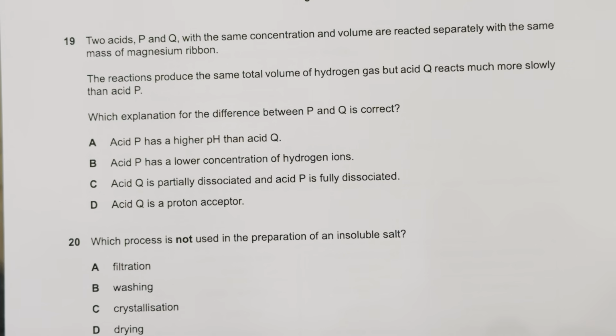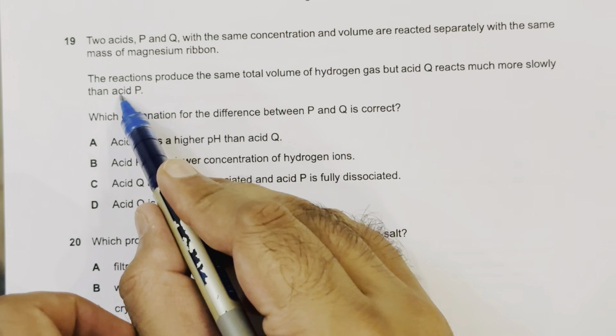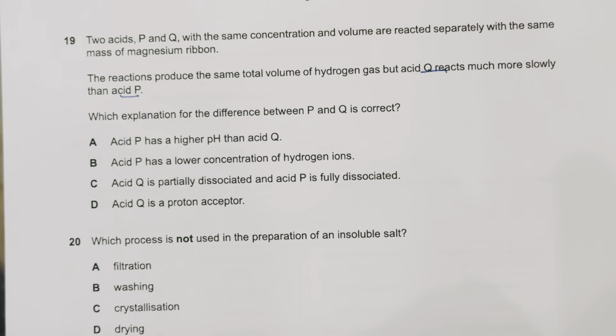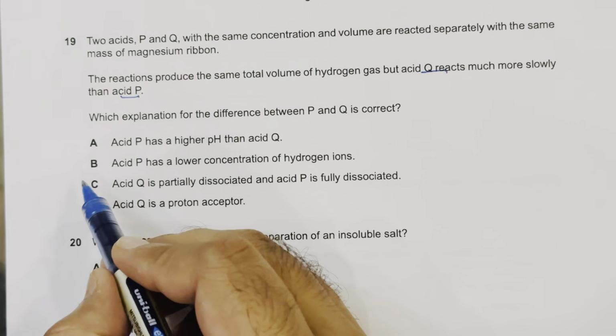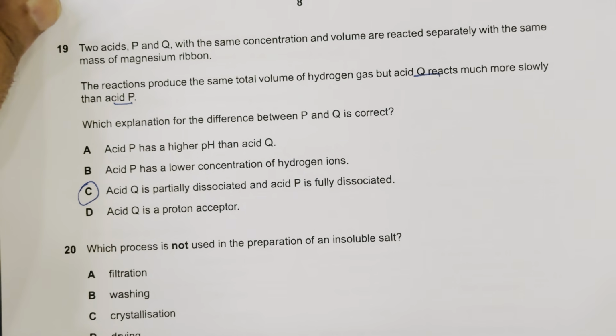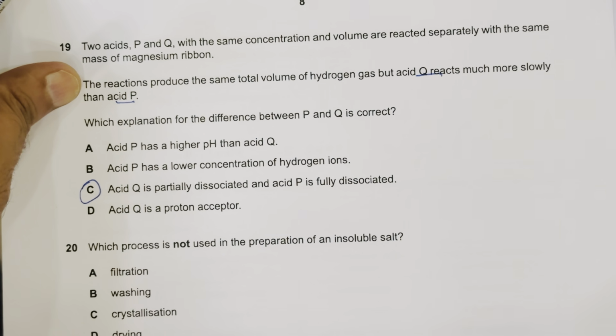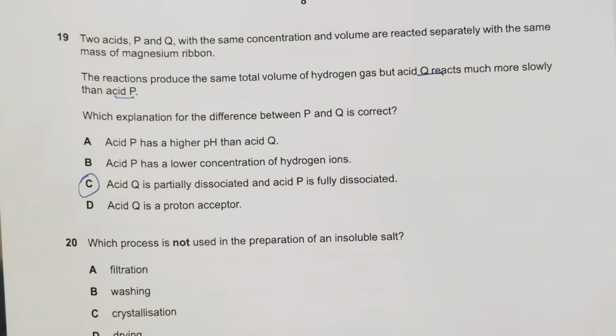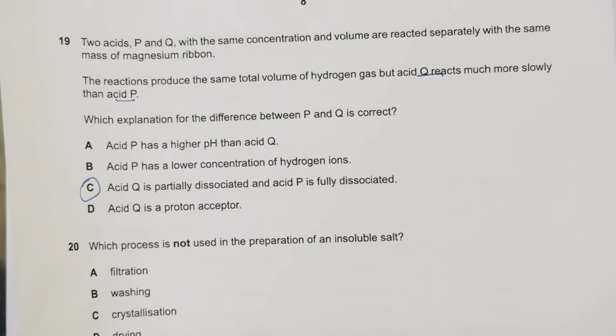Which explanation for the difference between P and Q is correct? So we know that P would be the strong acid and Q would be the weak acid. So P would be completely dissociated and Q would be partially dissociated. I can see option C is carrying that choice, so I'm going to select that, because P is the strong acid and Q is the weak acid, and the strong acid is that which is completely dissociated.